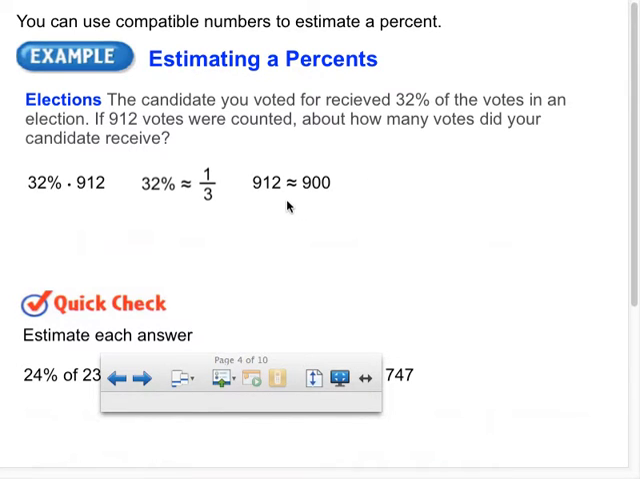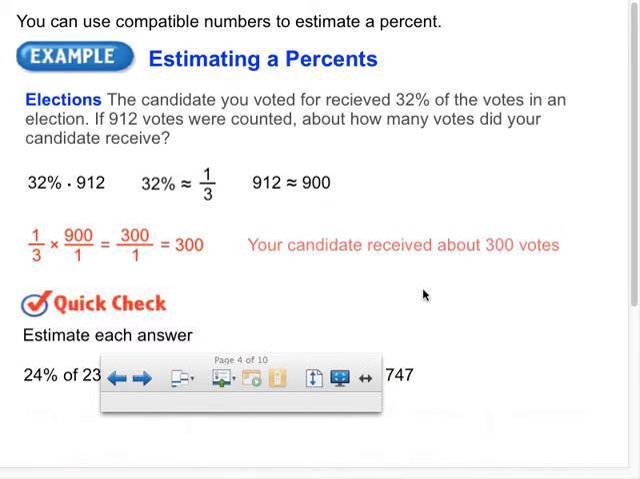If we were to calculate that, remember we can calculate the percent of something by multiplying the fraction. Remember that was the first example we talked about. So here's what we got. And then we see that we can cancel something out. Doesn't 903, don't they have a factor in common? They have what factor in common? 3. So 3 would cancel out of here, and 3 would cancel out of here, and what I'd be left with is 300 over 1, or 300. And so your candidate received about 300 votes.